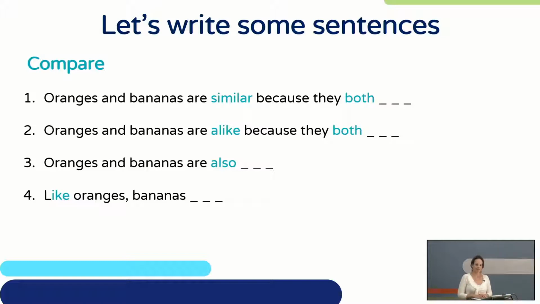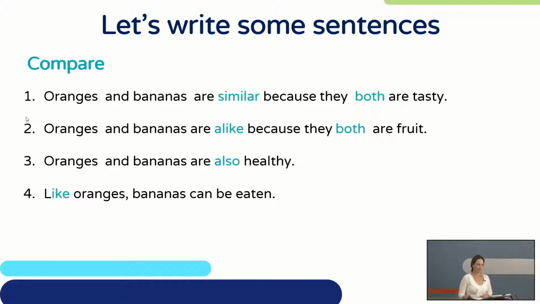And now I'm going to show you the answers that I wrote. Let's see if we have the same answers. So, for number 1, I wrote, oranges and bananas are similar because they both are tasty. If you remember, in the Venn diagram that we had in the middle, where it was red, one of the things that it said was tasty.